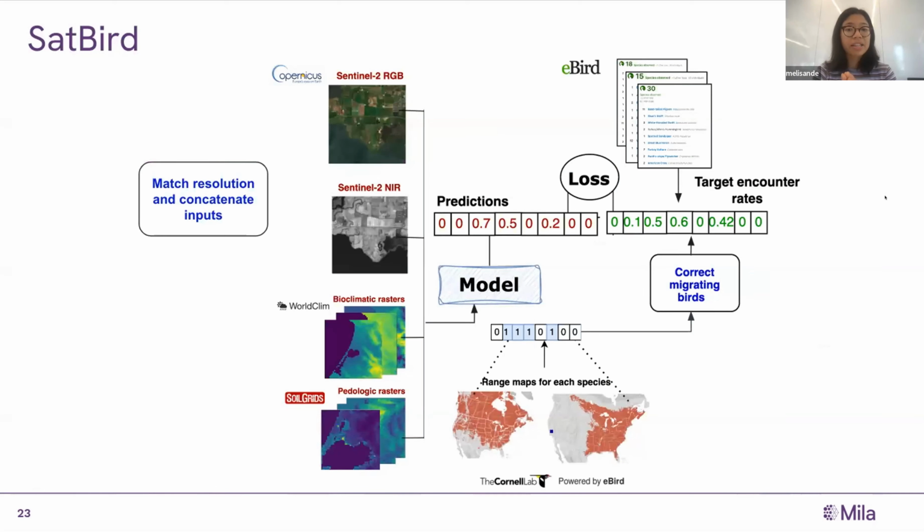Okay, so to summarize, what we do with SatBird is we have as input any combination of satellite imagery and environmental data that we align, and we align the resolutions of all of those, and from that we want to predict the encounter rates for, in the US, for example, 670 species at once. And it is a supervised problem because we have access to the target encounter rates from the eBird checklist. And additionally, we use the range maps when they're available to correct the targets beforehand.